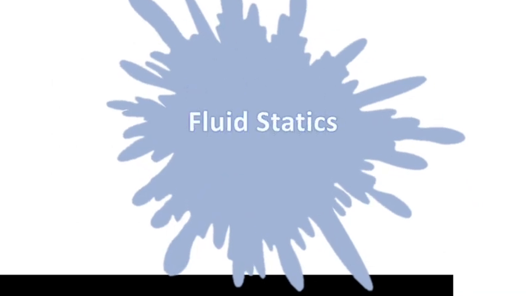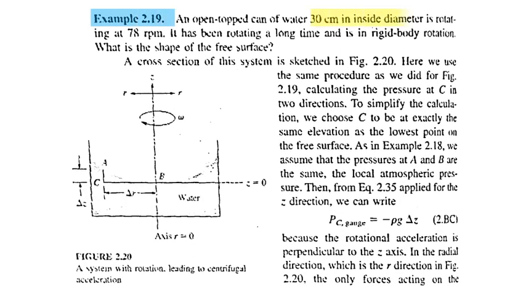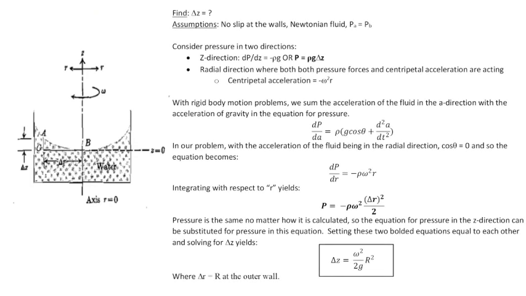Our project was modeled off of example 2.19 in the third edition of the De Nevers text, which aims to find the difference in the height of the fluid at the center of a fluid-filled cylinder versus the height at the wall. For the derivation, we consider the fact that there is pressure in both the z direction and in the radial direction. With rigid body motion problems, we sum the acceleration of the fluid in the a direction with the acceleration of gravity in the equation for pressure.